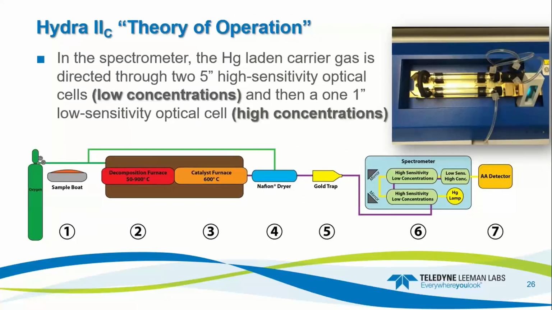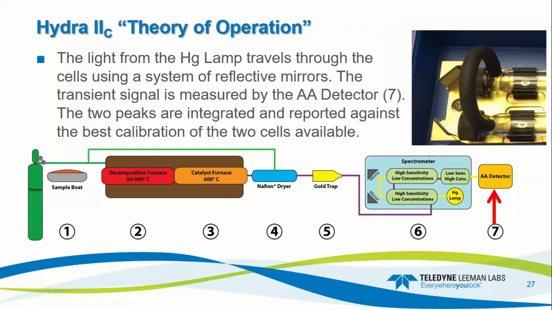So in that spectrometer, the mercury-laden carrier gas is directed through 2 5-inch cells for high sensitivity optical cells for low concentrations. And then it goes to a single cell, a 1-inch cell, for low sensitivity or high concentrations. And then the light travels through these cells by reflective mirrors, and then the transient signal is measured at the atomic absorption detector.